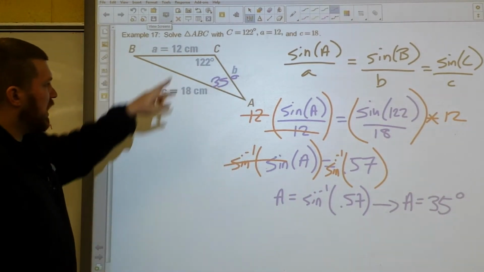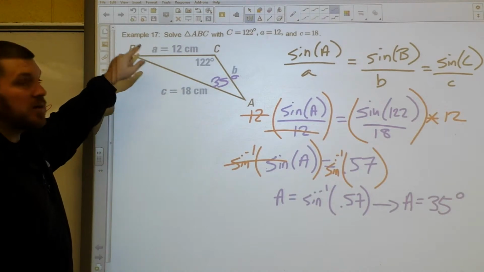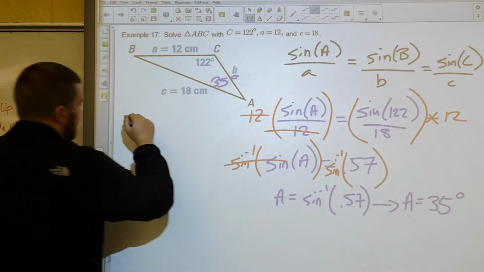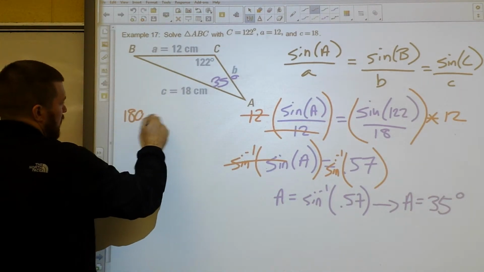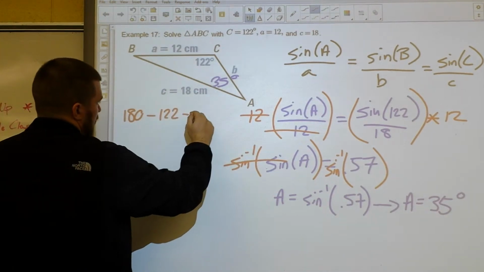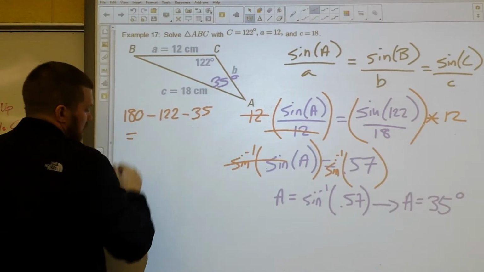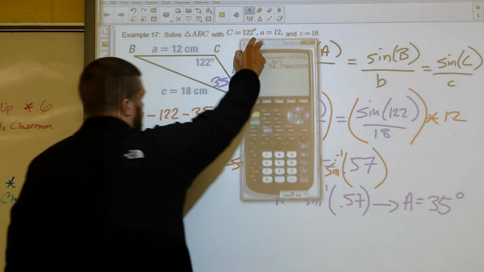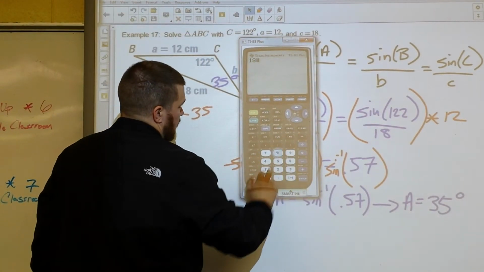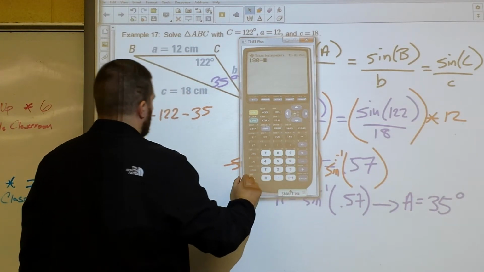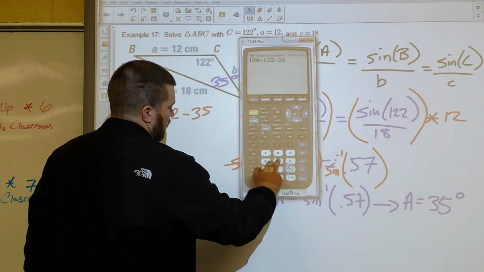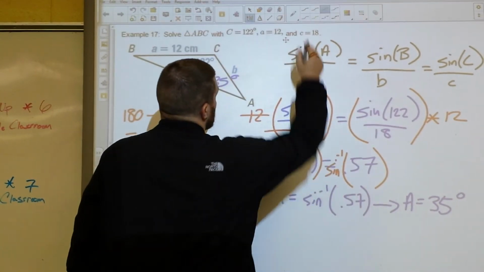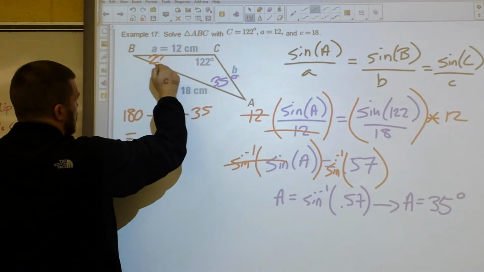Alright, now that I have two of my angles, I can go ahead and find the third angle, because we know that for any triangle, all the angles add up to 180 degrees. So 180 minus 122 minus 35. Use my calculator. 180 minus 122 minus 35. And that's 23. So my missing angle here is 23 degrees.